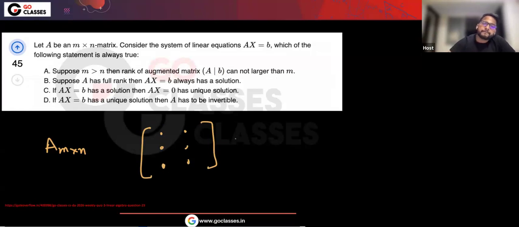So tell me, let's suppose I have 4 rows. If you add one more column, can the rank be 5? No, right? So it cannot be larger than M. So basically, this is true. Is this fine to everyone? Let me know.